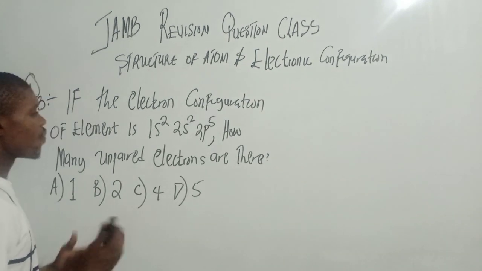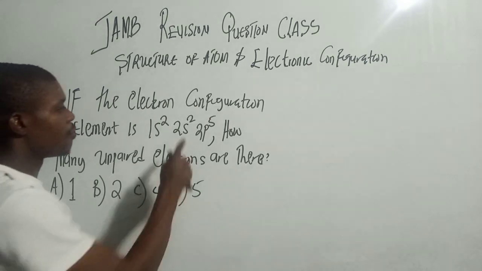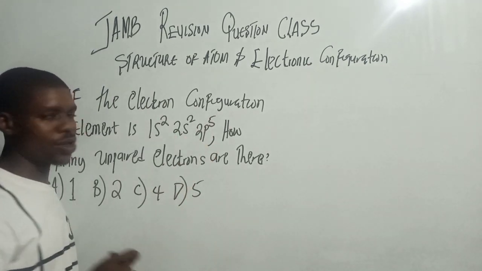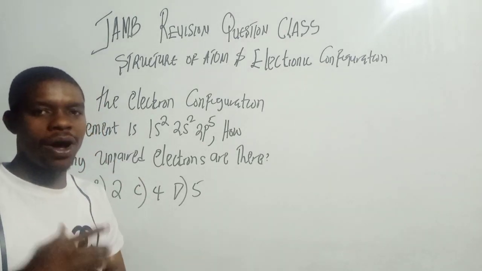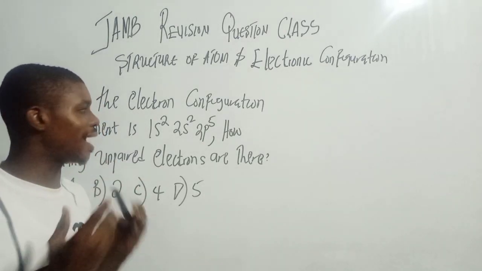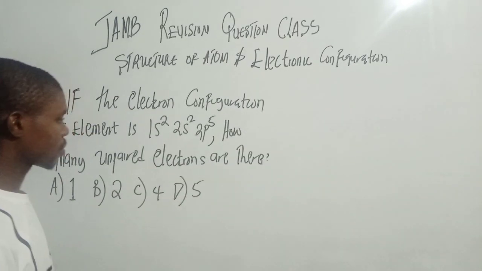Yes. So now here we have 2 electrons, 2 electrons, 5 electrons, making 4 plus 5, which is 9. So which element in the periodic table has 9 as its electron number? Comment your answer at the comment section.